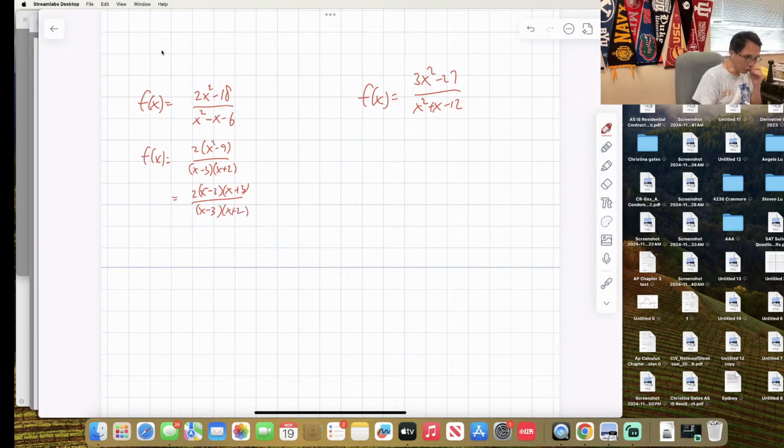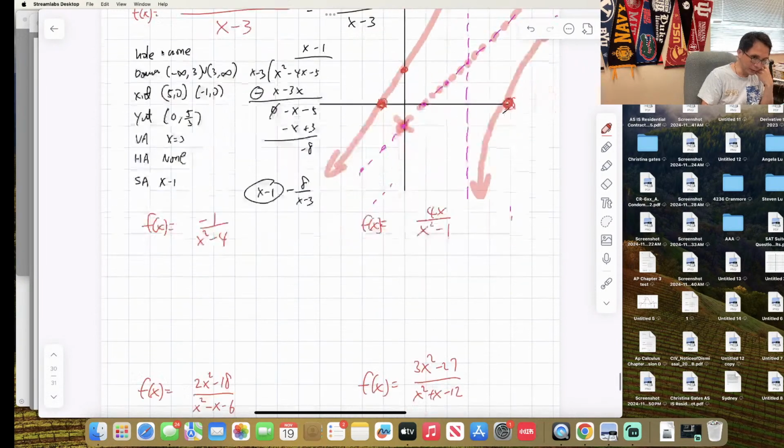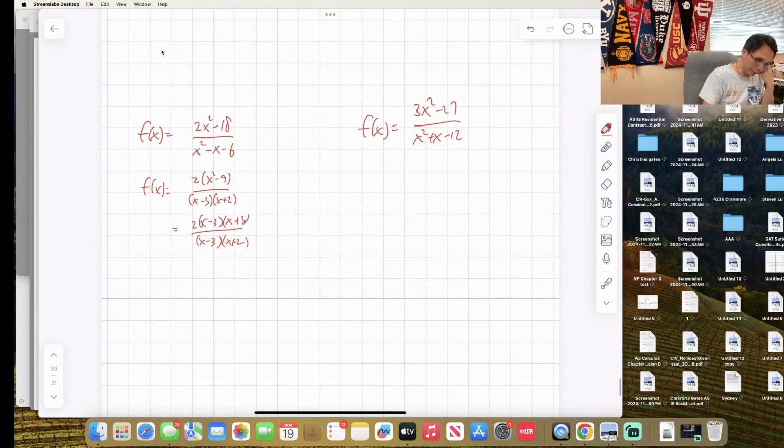Now, the first thing I usually find is the hole. There is a hole, but there is also the domain here. So the domain is negative infinity to -2, union from -2 to 3, and 3 to infinity. That would be the domain if I were looking for domain.